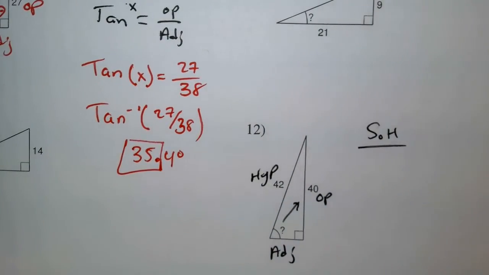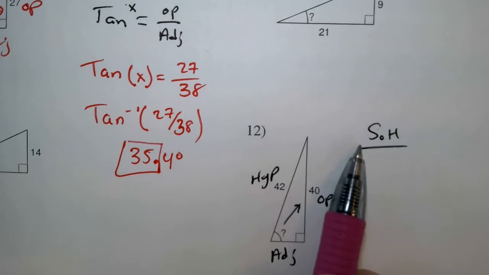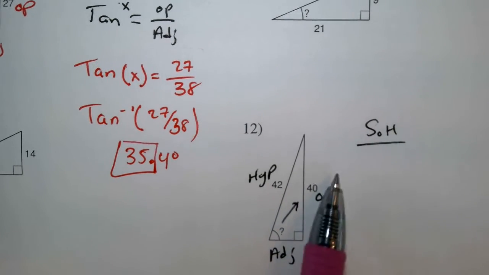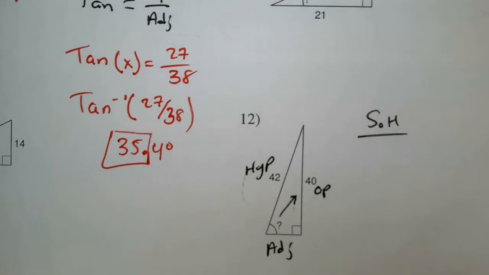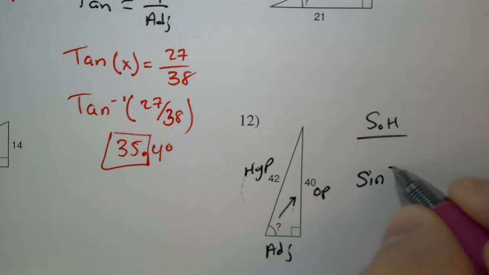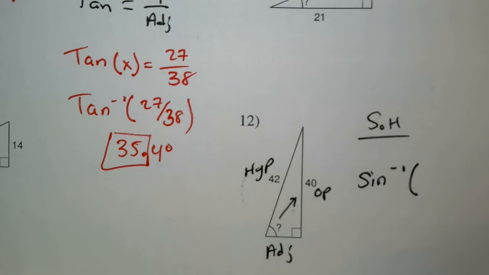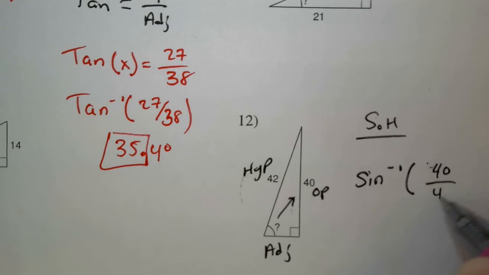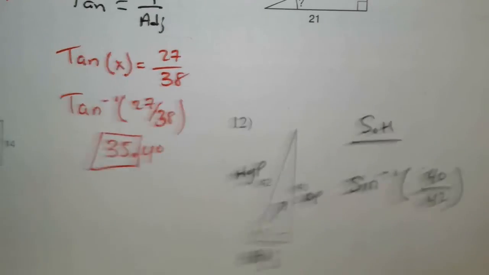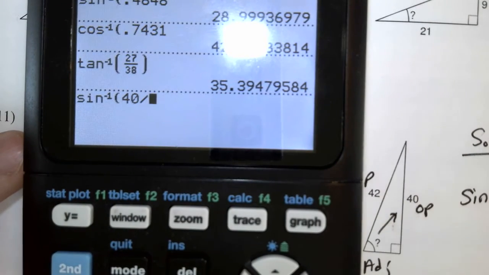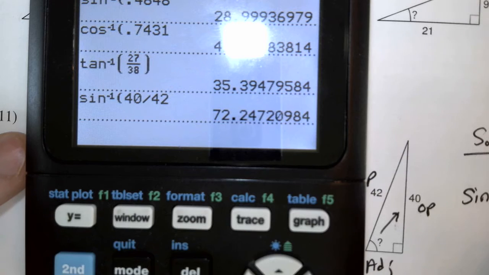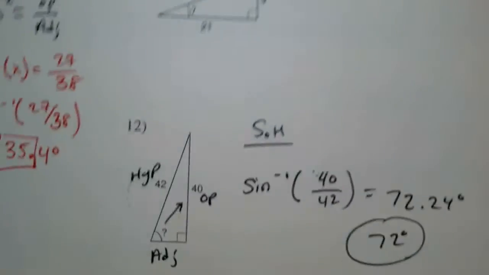So sine is what we're going to have to use this time because sine uses opposite and hypotenuse. And if you look here, opposite and hypotenuse are the two numbers that you have. You don't want to use the adjacent side. That doesn't have anything. Sine -1 of opposite over hypotenuse. The opposite is 40 over 42. You can type that in as sine -1 of 40 divided by 42, and it would do the same effect. And that gives you 72.24 degrees, better known as 72 degrees for rounding to the nearest degree.